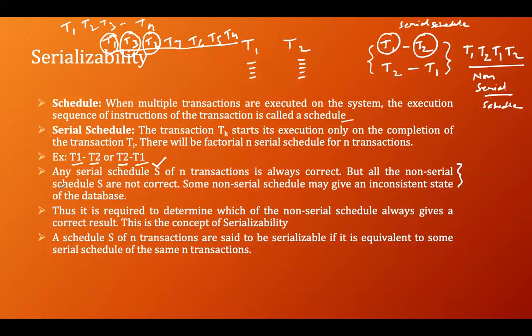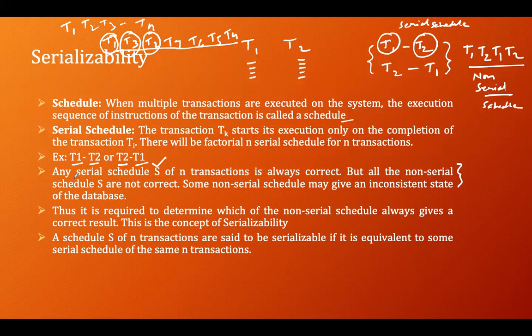I'm repeating myself. If I am adopting a serial schedule, my database will always be in a consistent state. It means there will be no problem. But is it possible to make a serial schedule in a multi-user database system? No. So we have to have non-serial schedules all the time.